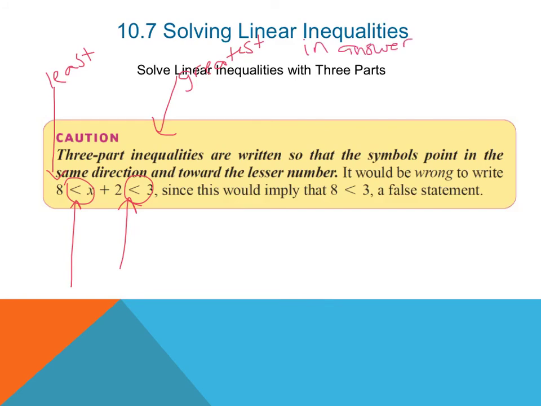Okay, so if your answer was 3 is less than x is less than the next number, the last number would have to be bigger, 8. Okay, so you would not have this. That doesn't make sense because they're less than symbols. Okay, so it's always less than, and it's always least to greatest when you have your answer.